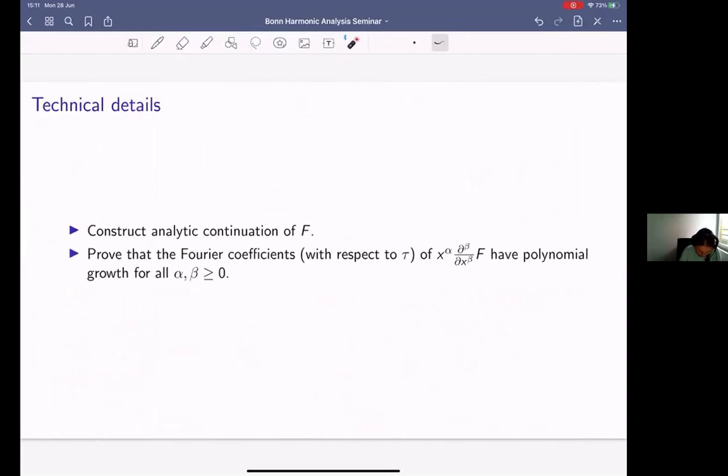Now we have to construct the analytic continuation of f to the whole upper half plane. We also need to prove that if we look at the Fourier coefficients of f with respect to the variable tau, as functions of x, then here we are taking all these derivatives with respect to x.